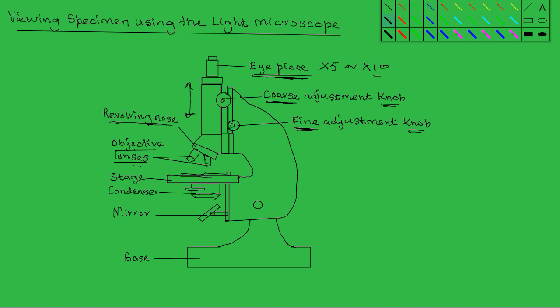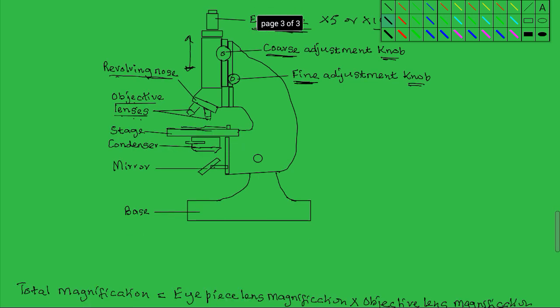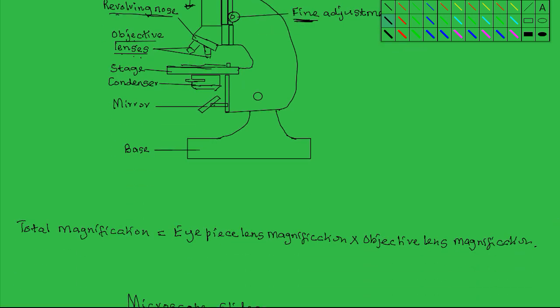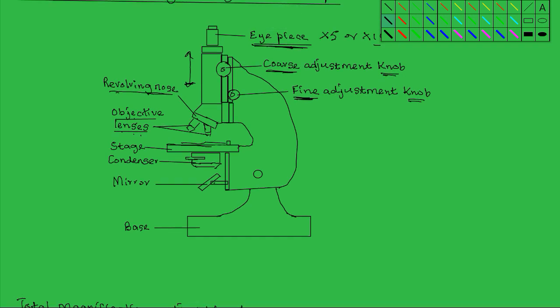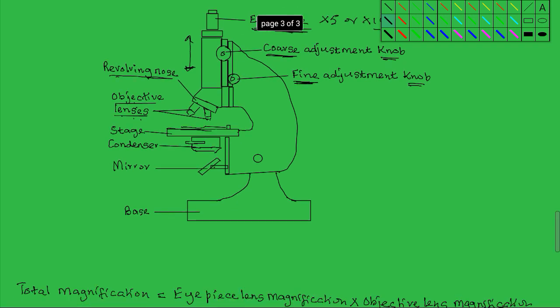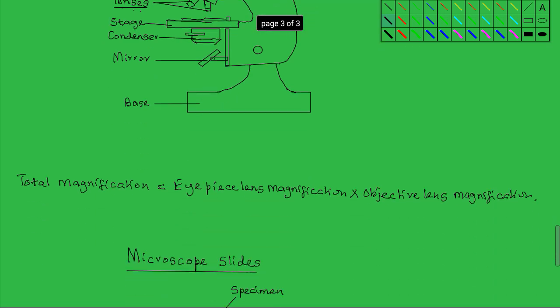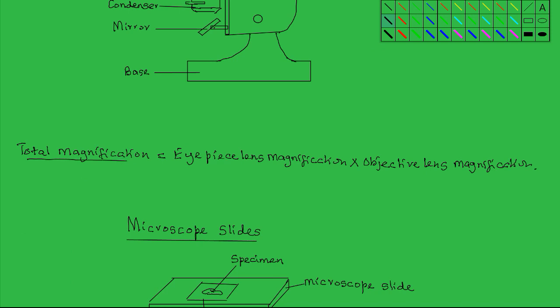Now, magnification. Remember that there are two lenses that are used to view the specimen: the eyepiece and one of the three objective lenses. So to calculate the total magnification, it is necessary to multiply the magnifications of the two lenses, and this is obtained from this formula. You multiply the eyepiece lens magnification times the objective lens magnification.